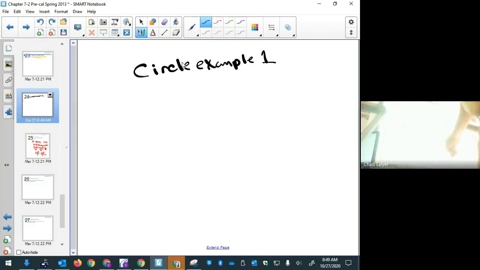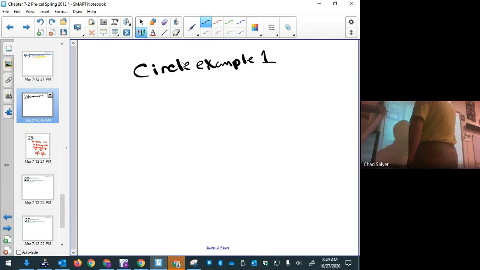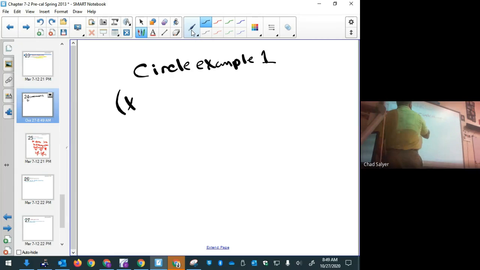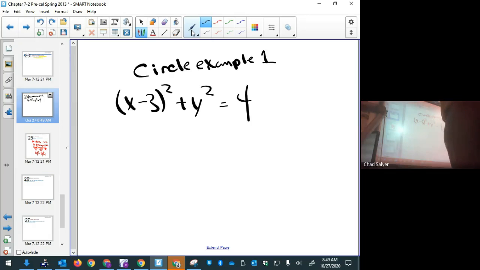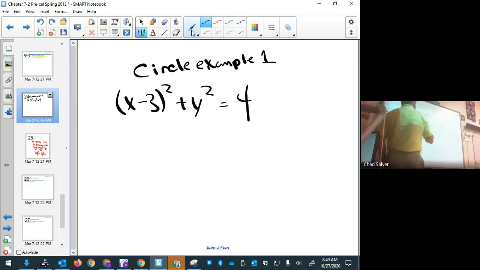All right, so let's do (x − 3)² + y² = 4. From this, can we find its center, its radius, and then sketch its graph? So remember the formula.